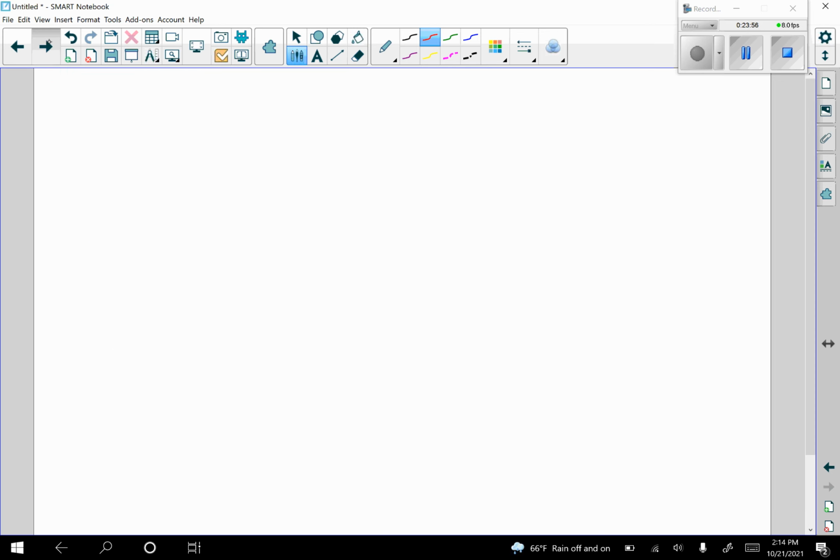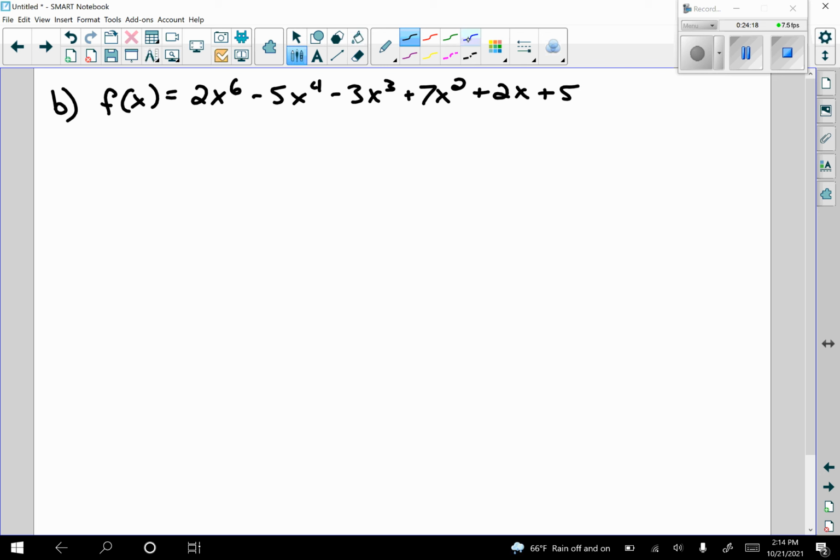And let's try one more example. So here we have f of x equals 2x to the 6th minus 5x to the 4th minus 3x cubed plus 7x squared plus 2x plus 5.